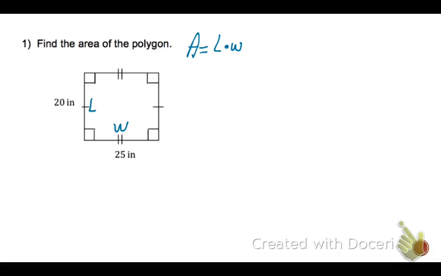And then I'm going to replace L with 20 and W with 25. So I've got area equals 20 times 25. I'm going to use my calculator. That gives me area is 500. And remember, we said that area is units squared. And in this case, it is inches. So it would be inches squared.